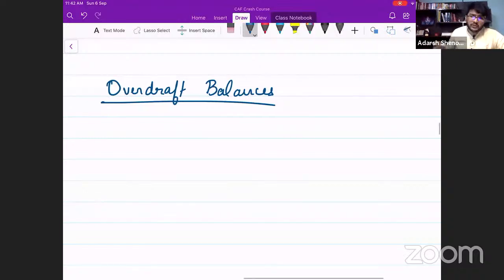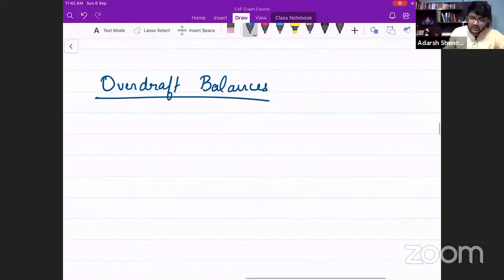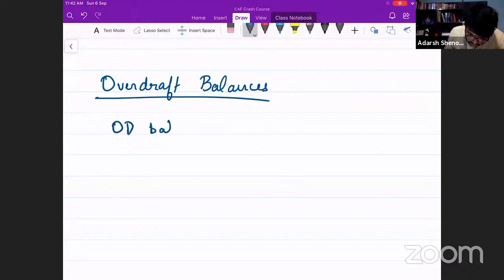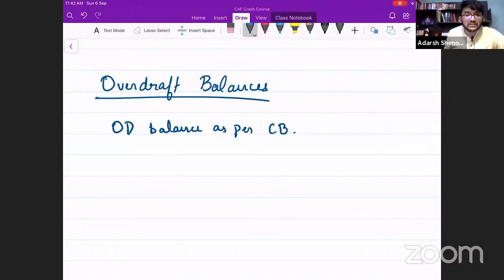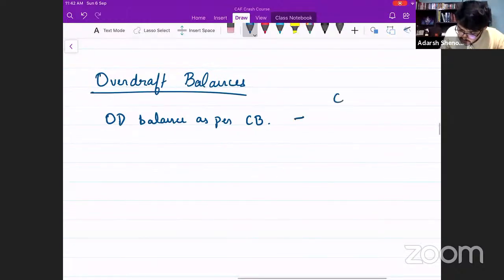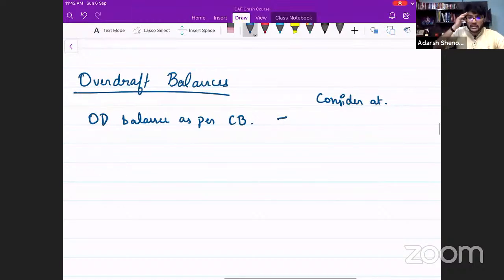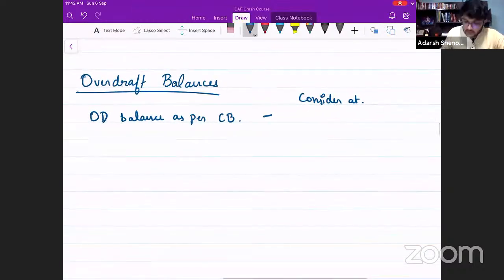Second one, for ease, from the exam point of view, not getting too technical and not getting too conceptual, we can keep it simple. How can we keep it simple? By thinking like this. Whenever they say OD balance as per cash book, when you're solving the problem in your mind, consider it as, what will we consider it as?